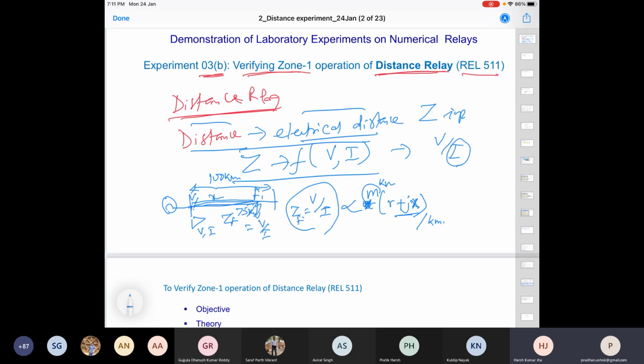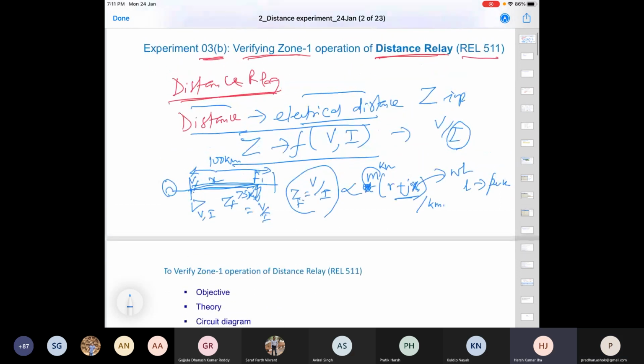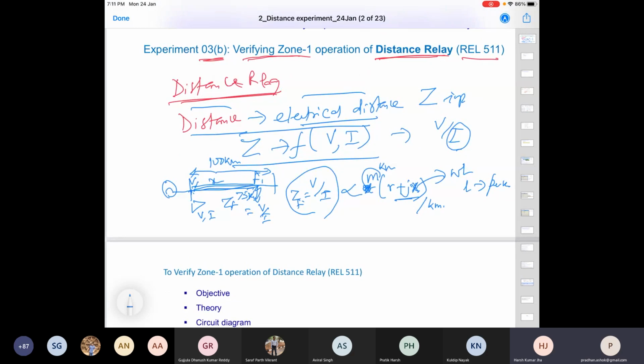Which line? R of the conductor and the corresponding X of the conductor. So this X refers to your omega L, where L is the per kilometer inductance. I think we have learned by this time about the inductance matrix and so on. So this is the distance we find. So for any line, from the voltage and current, the distance relay can compute the distance.